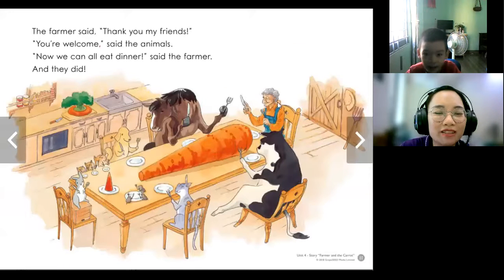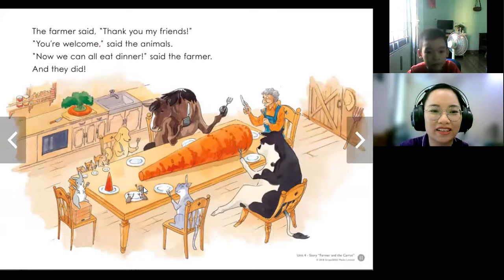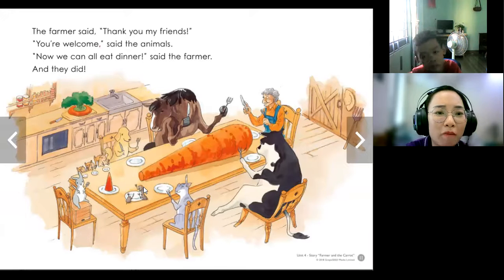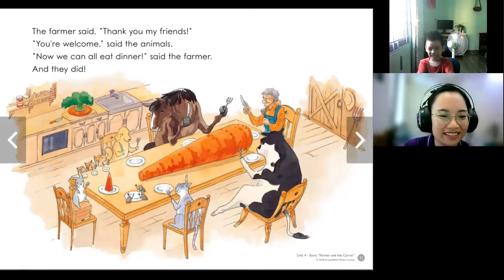And then what did the farmer say to the animals? The farmer said, "Thank you, my friend." And then what did they say? The animals said, "You're welcome." Very good. So, when your mother cooks dinner for you, do you say thank you? Yes. Right. And does your mother say you're welcome? Yes. Okay. Very nice.